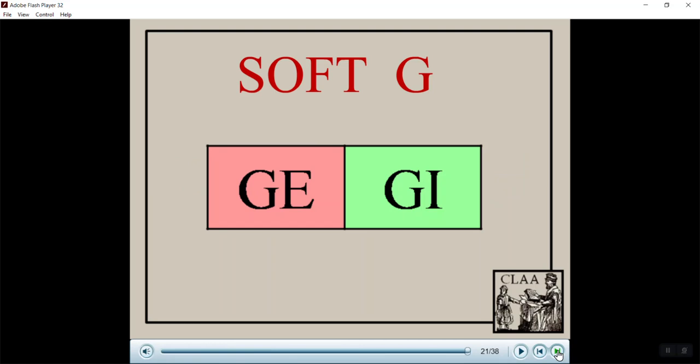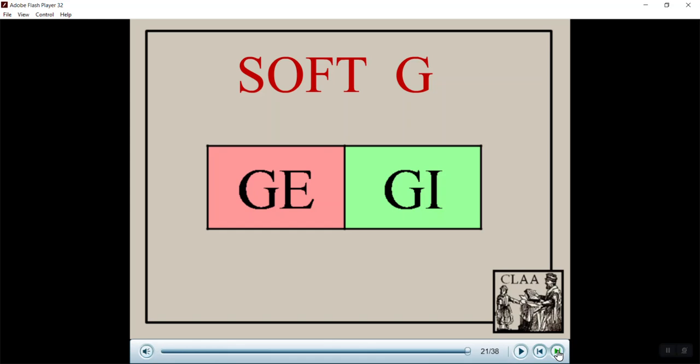The fourth change in church Latin is just like the third change. We learned that the letter G was pronounced with a hard sound, g. In church Latin, that changes sometimes. Any time that the letter G is followed by the sounds e, it's read with a softer sound, j. Any time the letter G is followed by the sounds e, it's read j.